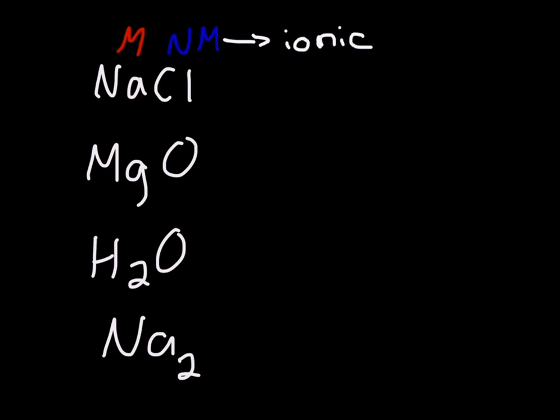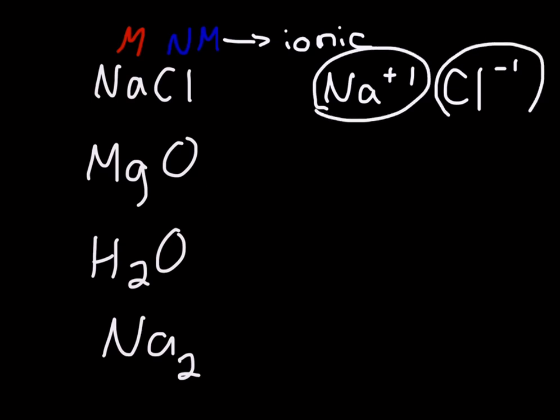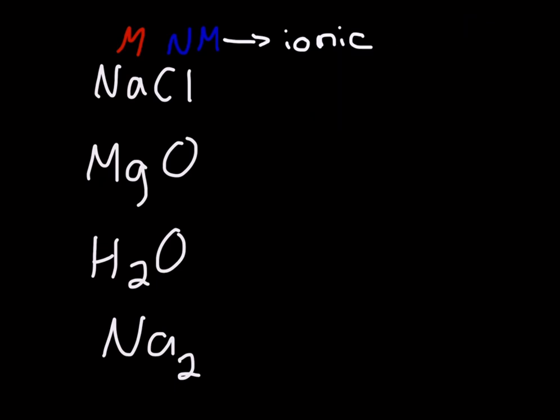In this equation, sodium is the metal and chlorine is the nonmetal. In this bond, sodium, as an ion, has a +1 charge, meaning it's going to give away 1 electron to chlorine. Chlorine, as it receives that 1 valence electron, is going to acquire a -1 charge. These 2 ions have opposite charges, therefore they have a force of attraction that keeps them together.